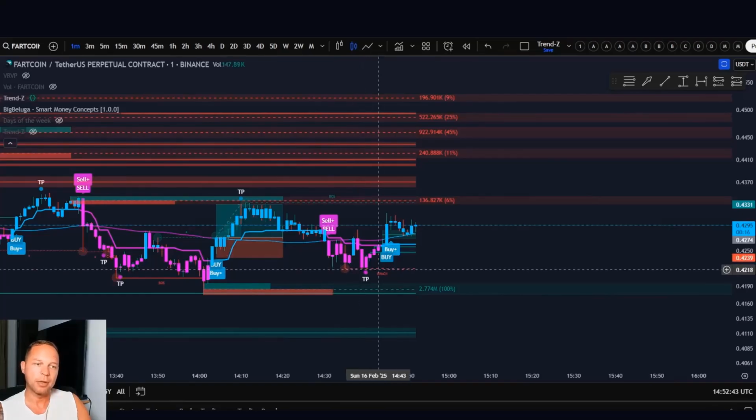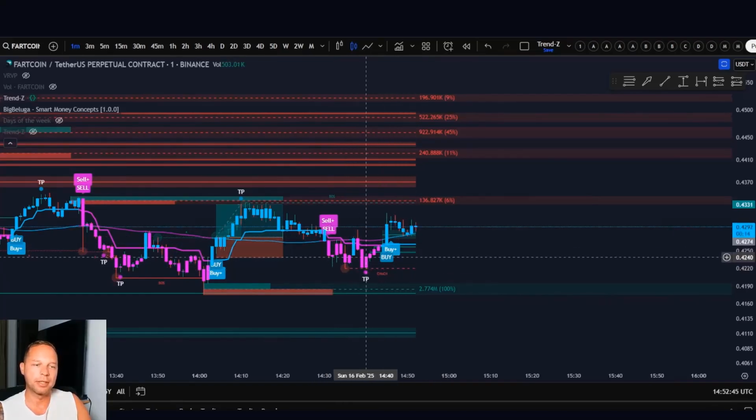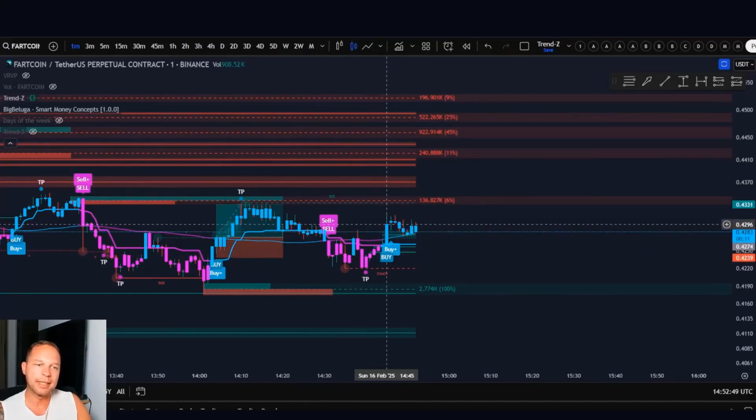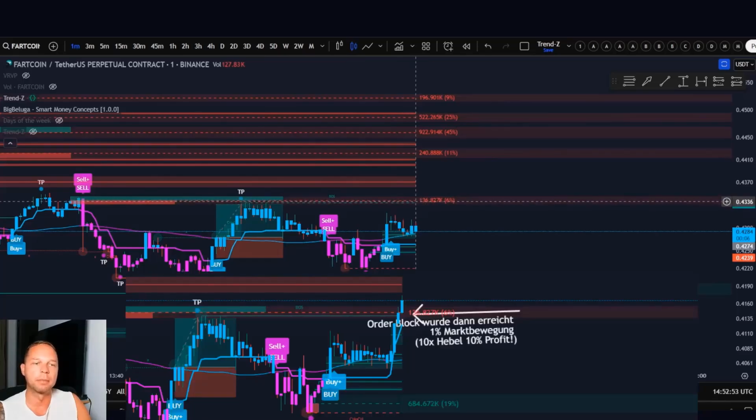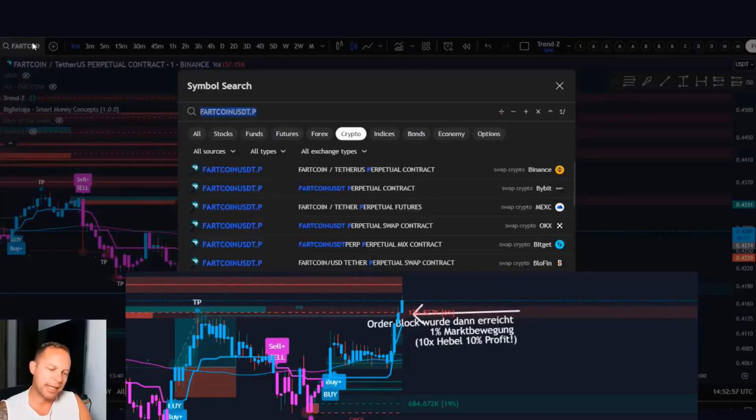The signal did not reach this change of character, so I took profit here, which would be break even to minimal profit. And this new buy position would be for me to pick up this order block here. And that's how I always proceed. Let's also look at Solana as a small example.